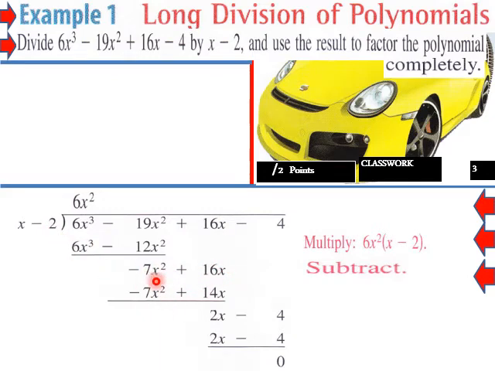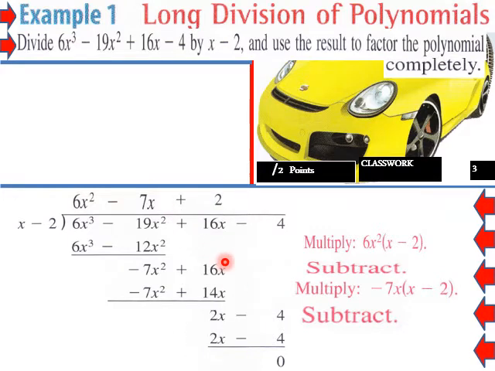Now x minus 2 will go into 7x squared how many times? 7x. 7x, negative 7x times x would be negative 7x squared. And then negative 7x times negative 2 would be positive 14x. Change signs and add. These would cancel. And then 16x minus 14x would be 2x. And we drop down the negative 4. And then our x will go into 2x twice.